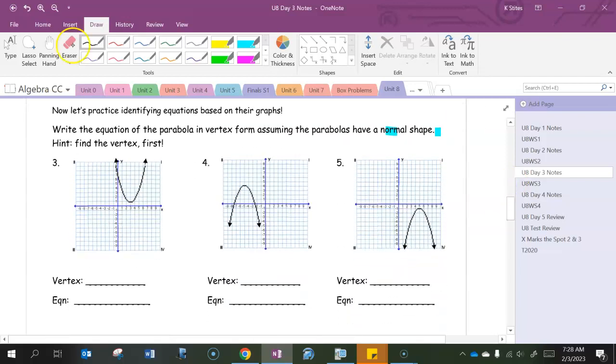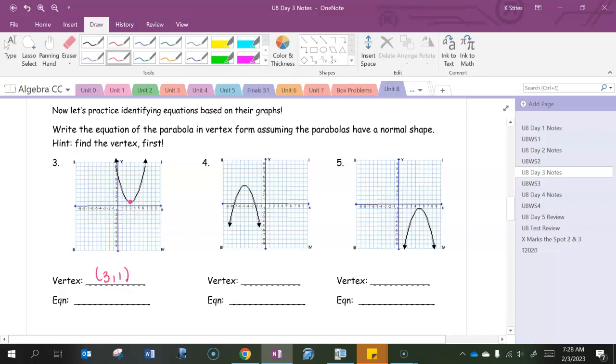All right, so now we're going to practice identifying equations based on their graph. Okay, so here are a bunch of graphs. We're going to write the equation of the parabola in vertex form. We are going to assume the parabola has a normal shape. Okay, so first step I would do is I would find the vertex. So vertex would be right here, and that is the point 3, 1.